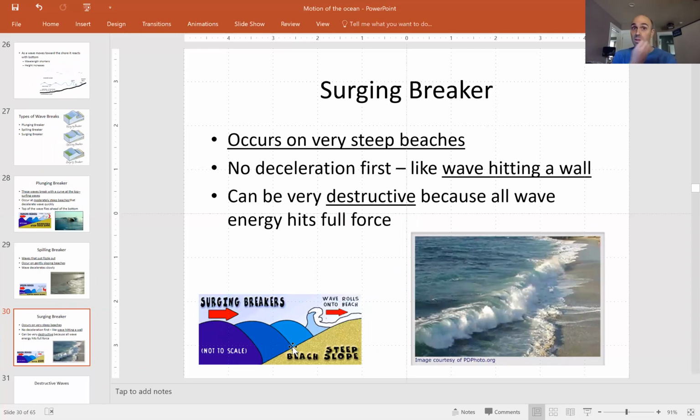And then your last one is a surging breaker. Not a lot of surfing on this one, okay? It occurs at very steep beaches where the wave essentially just rolls. There's no deceleration at first. It's like the wave hits a wall, kind of just stops. And it can be very destructive because all the wave energy hits in one full force, okay? It's just kind of like that wall of water that pushes forward.